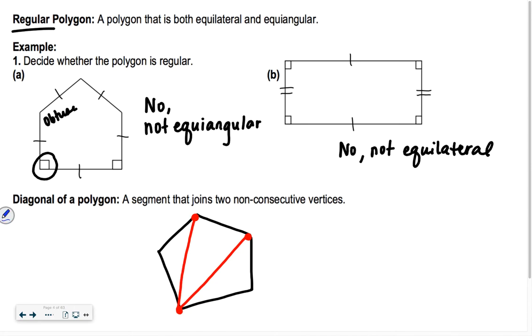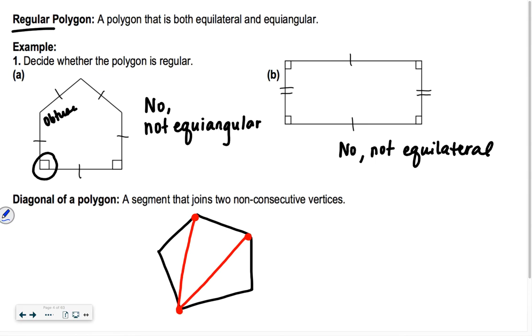Explain to me why this is not called a diagonal. What is it really called? Starts with an S. It's a side, right? That's a side. That's not a diagonal. A diagonal has to go across to a non-consecutive vertex. Do you guys see how these are consecutive? They're next to each other? So they can't be next to each other, otherwise that would be a side. So we have to go across to something that's non-consecutive.